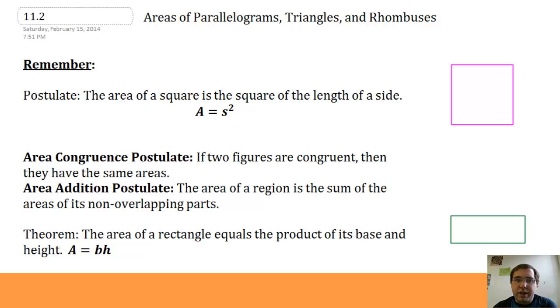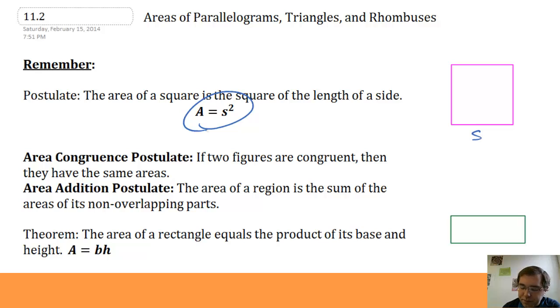This is section 11.2, areas of parallelograms, triangles, and rhombuses. So I want to remind you of a few things first from section 11.1 that you read in class. So remember, we had a postulate that said the area of a square is simply the square of the length of a side. So we take a side and we square it. We multiply it by itself. So if my side is S, I'm just going to take S and square it, and I'll have the area.